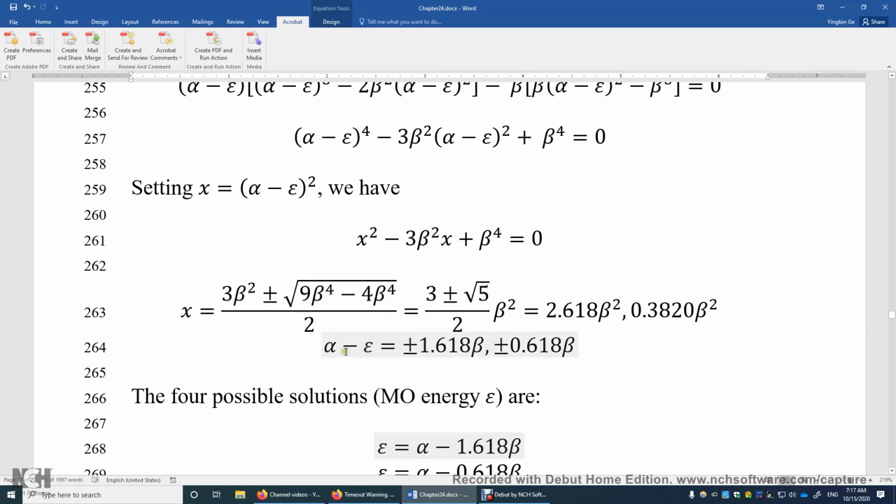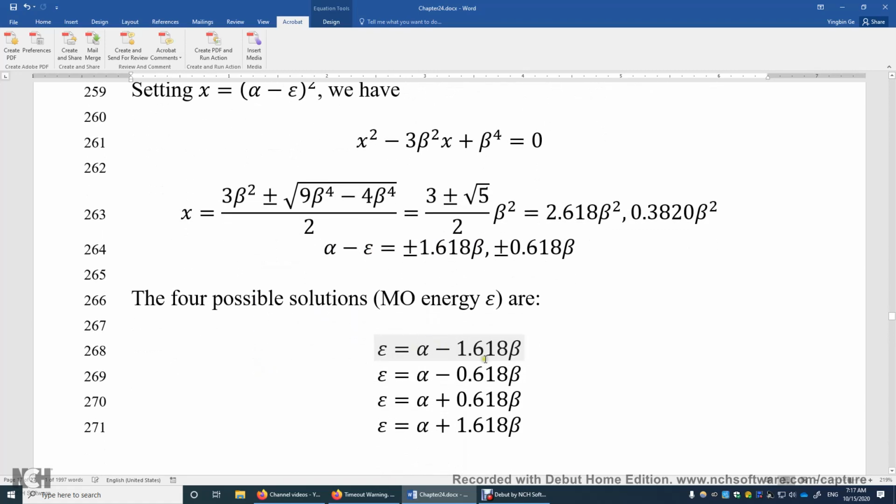Again, epsilon is the molecular orbital energy. We have 4 different numbers. That means we have 4 different molecular orbital energy levels: alpha plus 1.6 beta, alpha plus 0.6 beta, alpha minus 0.6 beta, and alpha minus 1.6 beta. Remember, alpha and beta are both negative.